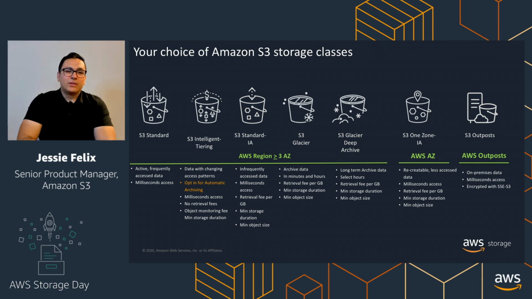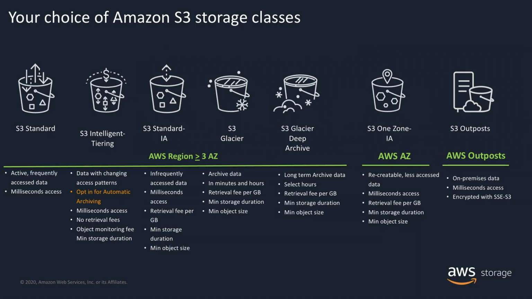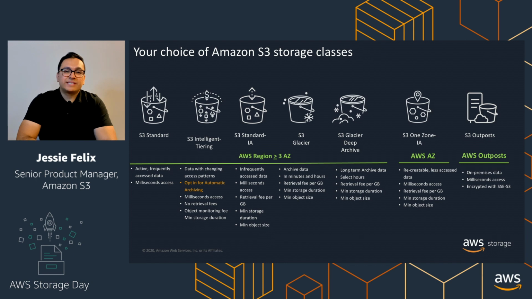You can also archive objects via lifecycle policies from any S3 storage class into S3 Glacier at a 60% lower storage cost, or to Glacier Deep Archive at the lowest storage cost available, saving you up to 95%. For data that is reproducible and is less frequently accessed, you can use S3 One Zone-IA, which stores data in a single availability zone at 20% lower storage cost than S3 Standard infrequent access.